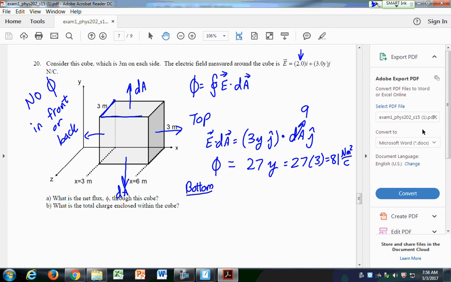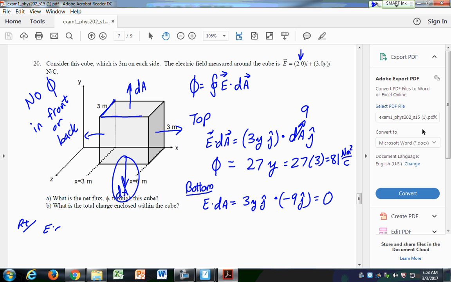All right, so my bottom face, I'll go ahead and write this out, is E dot dA. That's going to be 3y in the j direction dotted with negative 9 in the j direction. It's negative because this vector points down, but because y equals 0, that's equal to 0. And then we can do similar things for the left and right. I'm going to do the right first.